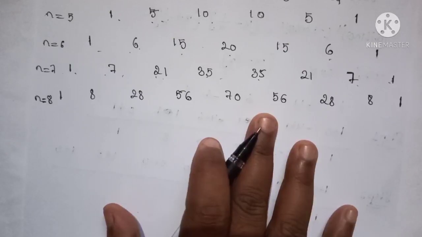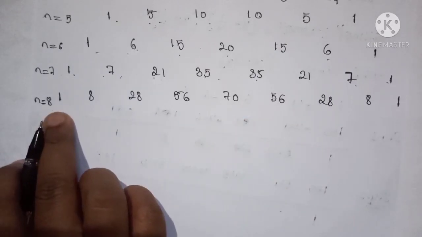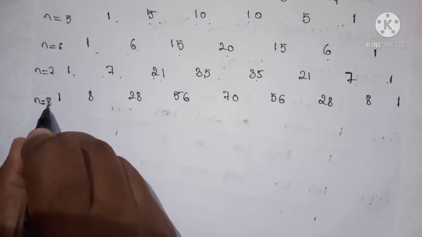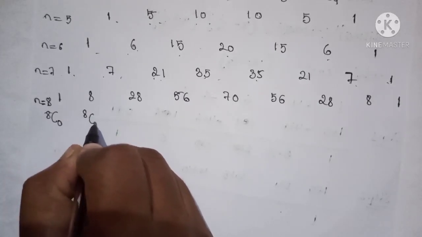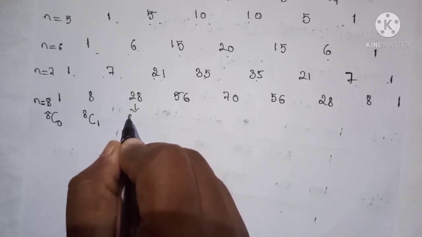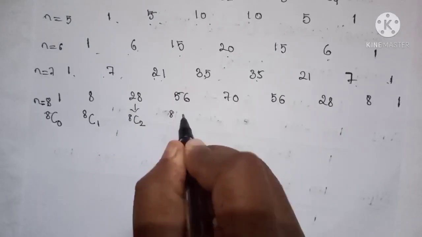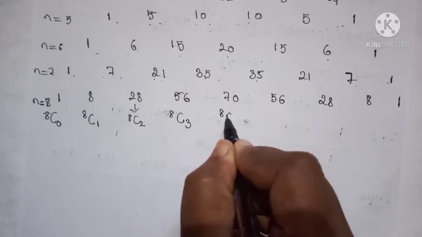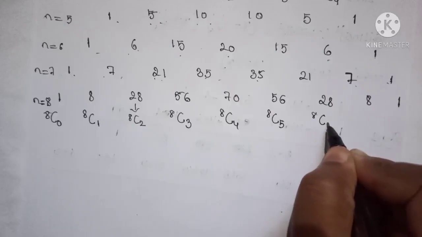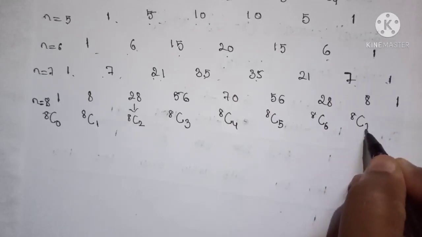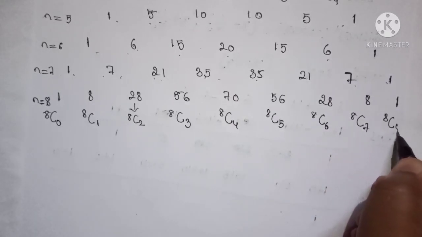Like this, if our expression or question is of degree n equal to 8, then it is 8C0, 8C1, 8C2, 8C3, 8C4, 8C5, 8C6, 8C7, and this one is 8C8.